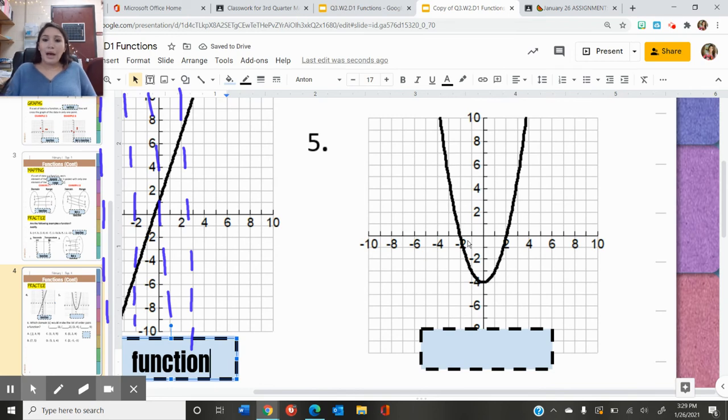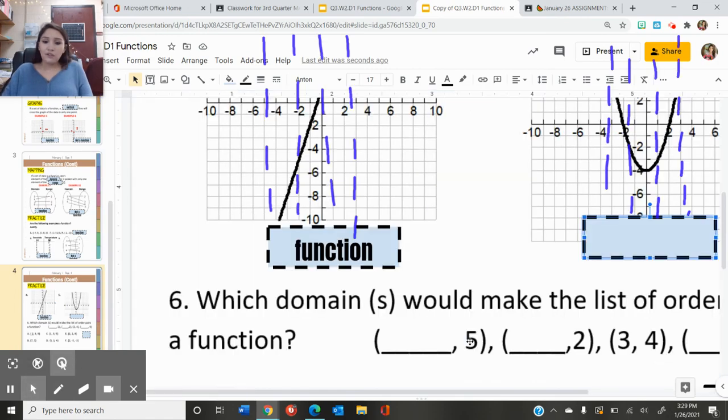Now looking at number 5, if you were to draw your line horizontally, you would believe that this was not a function because you would see that it crosses through more than once. However, if you do it the correct way, if you do the vertical line test, going through here, I see that it passes the vertical line test. So this is a function.